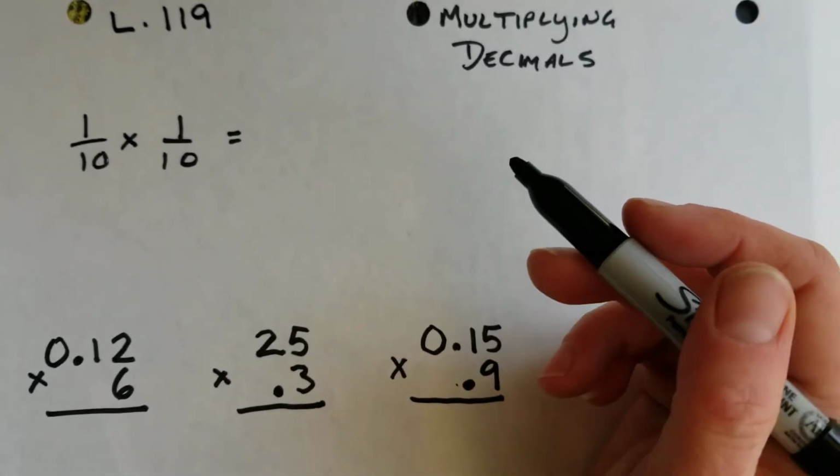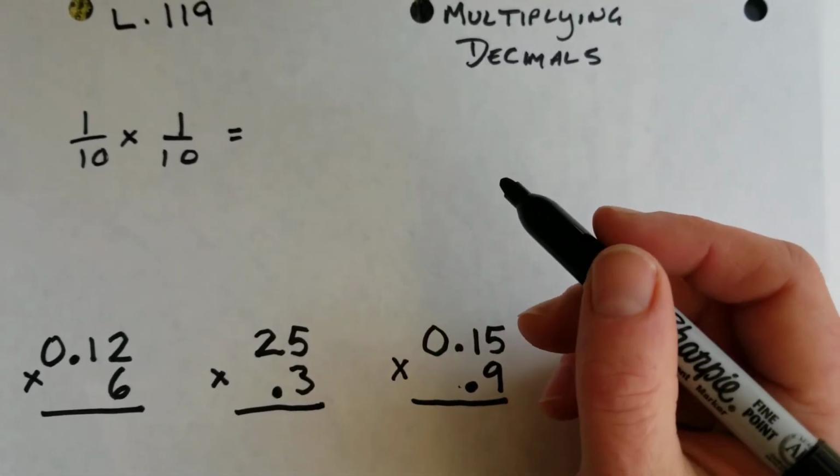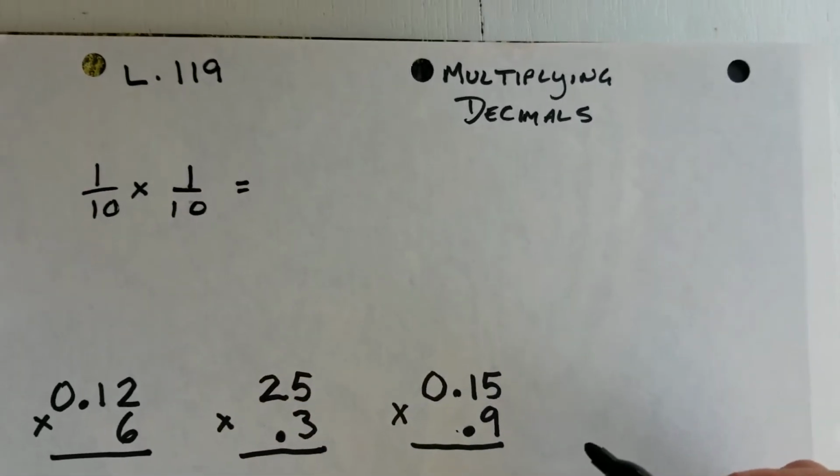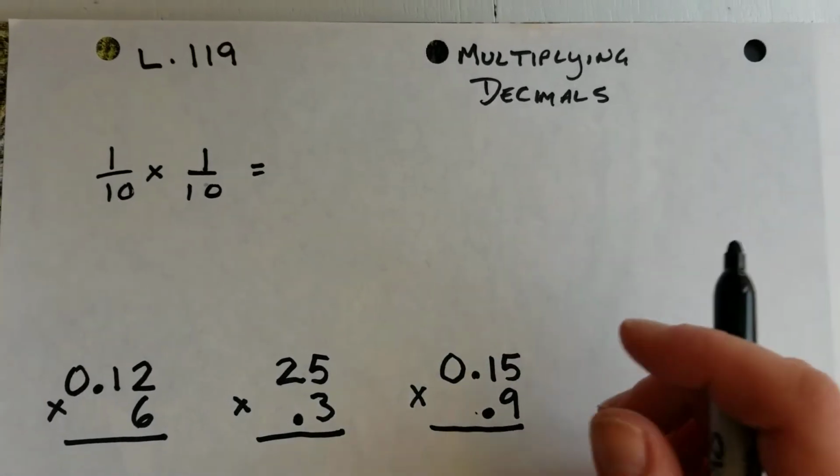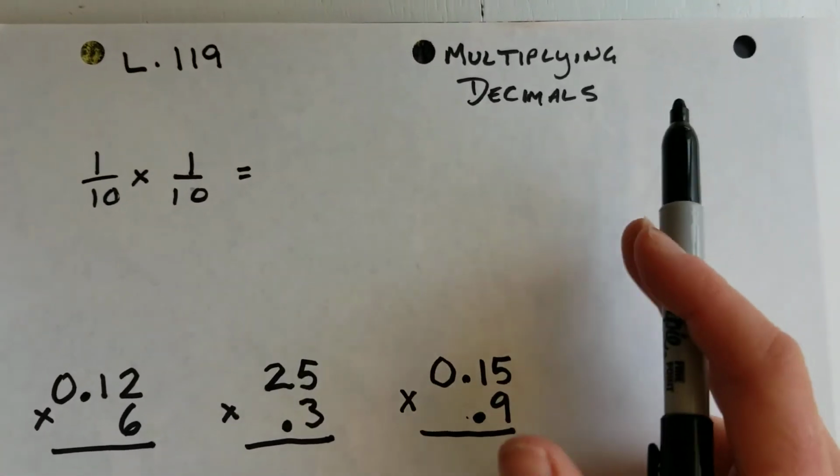Good morning. This is Math 6-5, lesson 119, our second to last math lesson of this year. So only one left and then the test and we're done. So today you're looking at multiplying decimals.